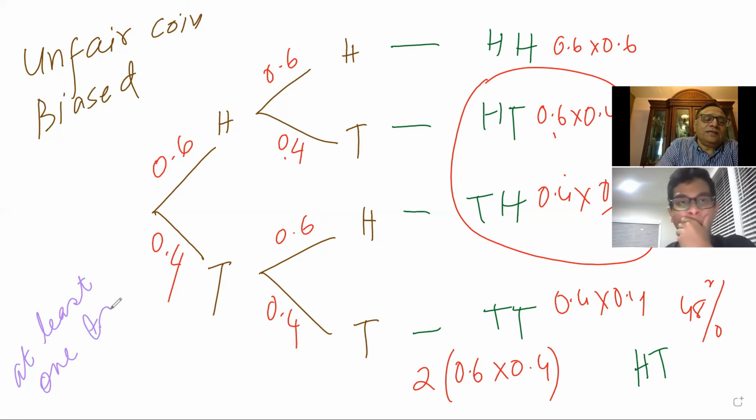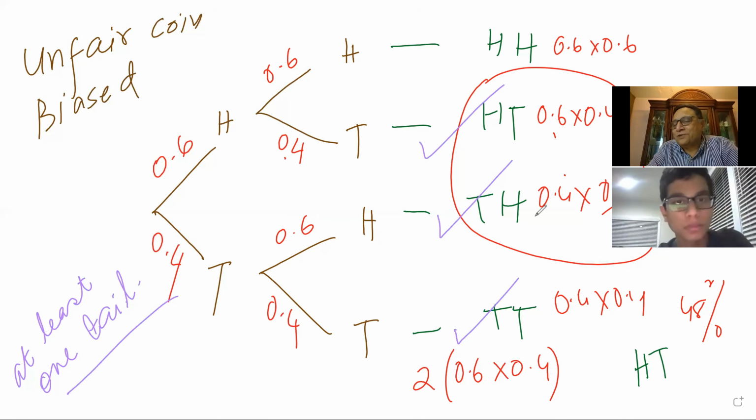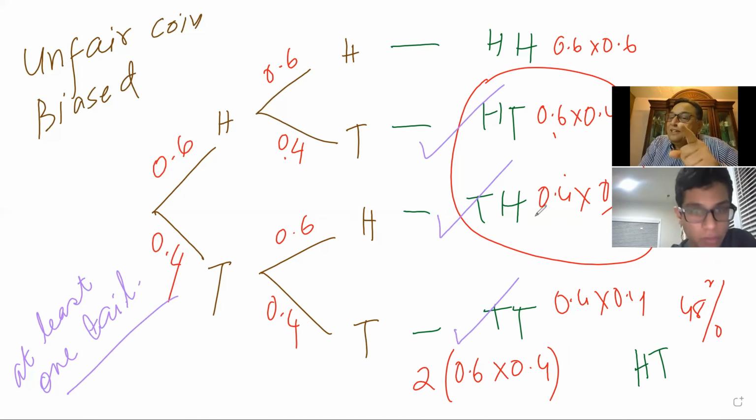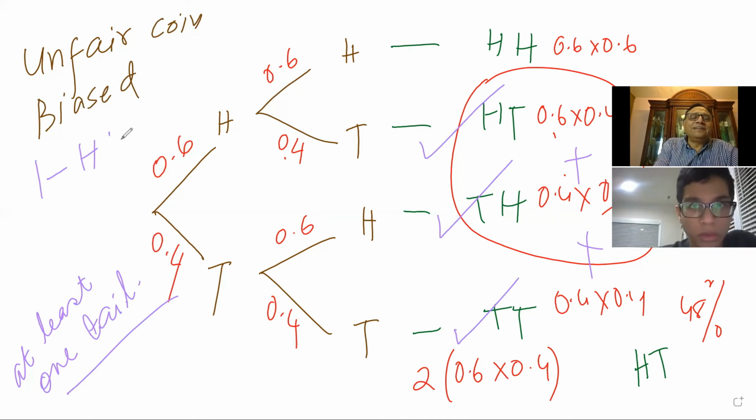So when I say at least one tail, then which all qualify? This qualifies, and that also qualifies. Do you see that? At least one tail. One of them is tail. Both can be tail. So you can add all the three of them. You could also work with a complement. Complement means one minus both heads, right? One minus no tail.